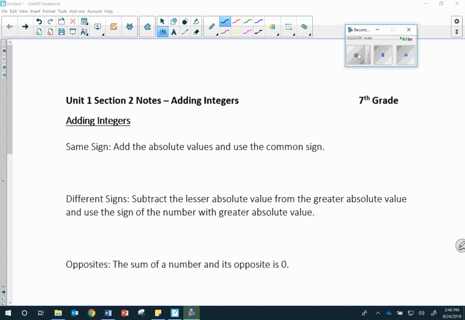Okay, in this section, we are going to talk about adding integers. This is the video for Unit 1, Section 2. Again, we're going to be looking at adding integers.